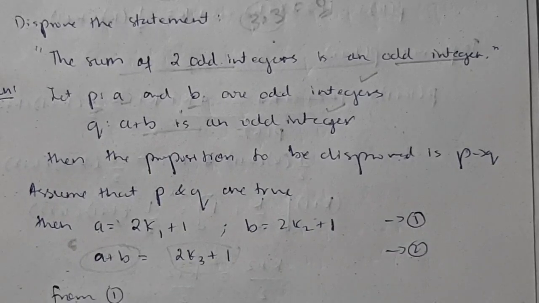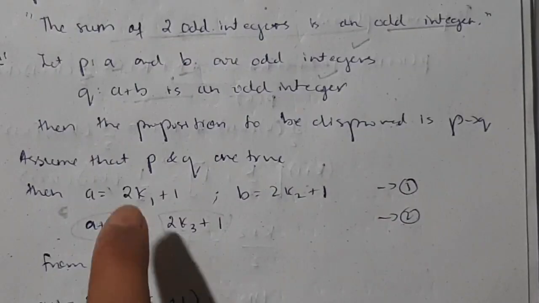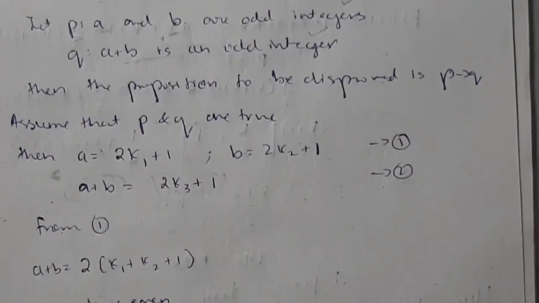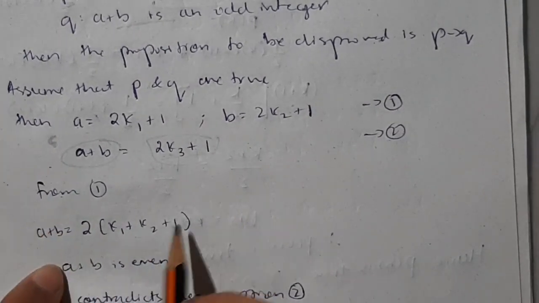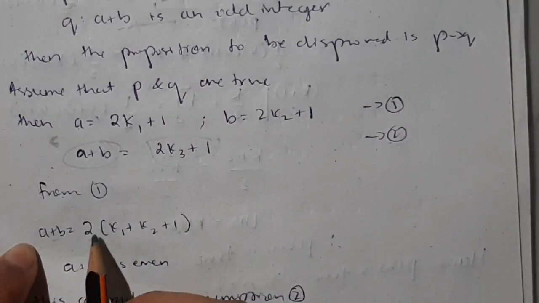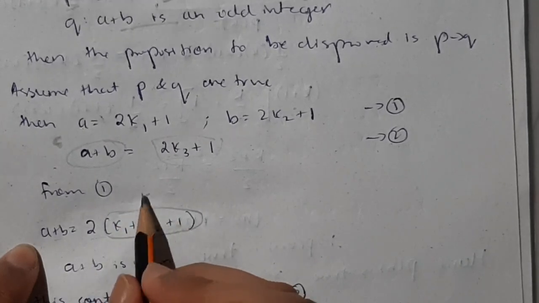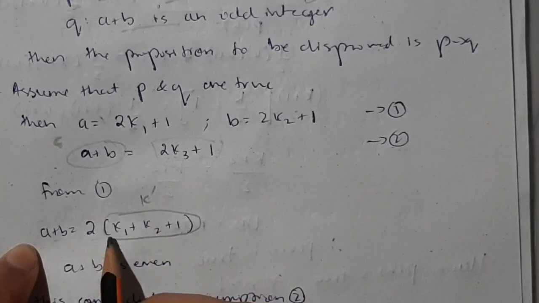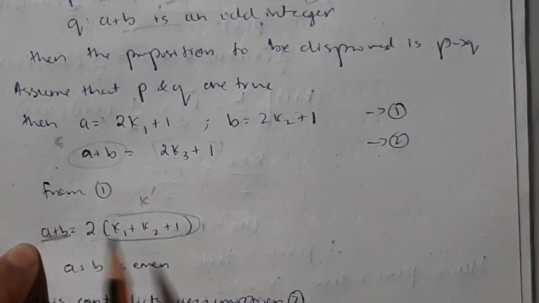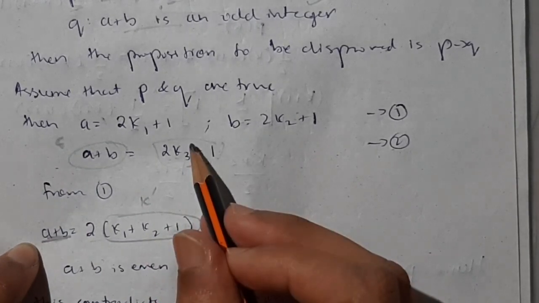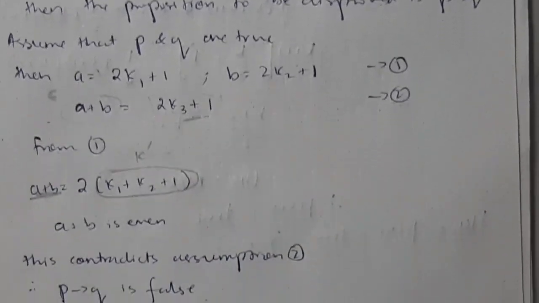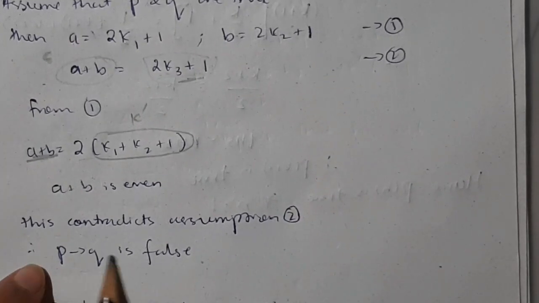Now we will add this manually, 2k1 plus 1 plus 2k2 plus 1, that will give us 2 into k1 plus k2 plus 1. Adding manually we will get this. So this is an even integer, this can be considered as k dash, so 2k dash is an even integer. So a plus b is an even integer, but we assumed here that a plus b is an odd integer. That is a contradiction, right? So we can conclude that P conditional Q is false.